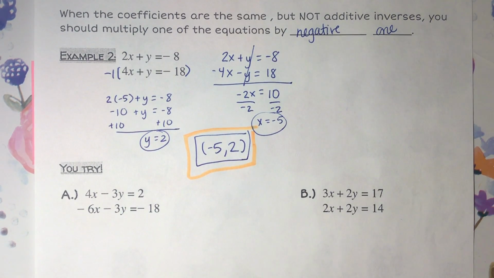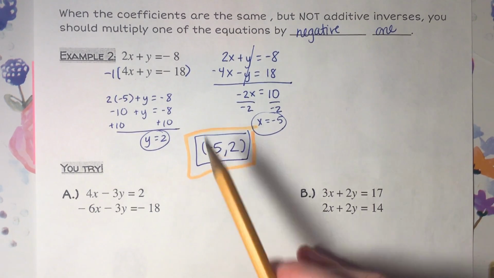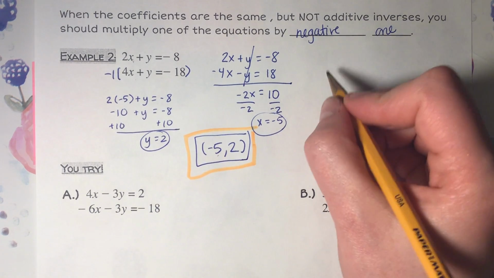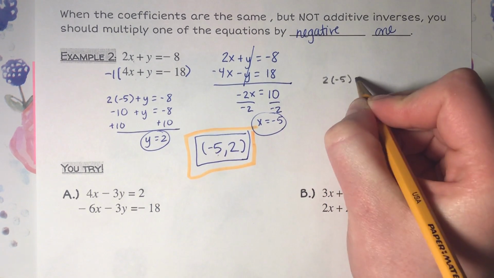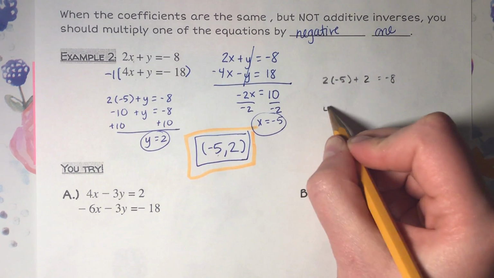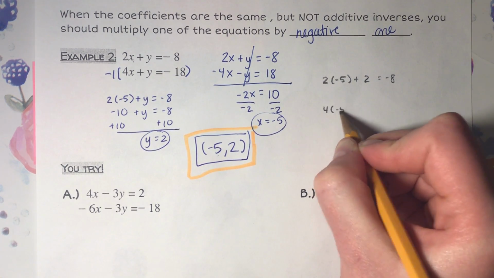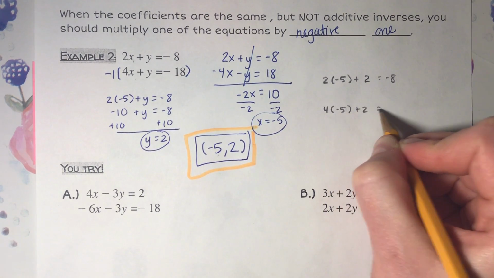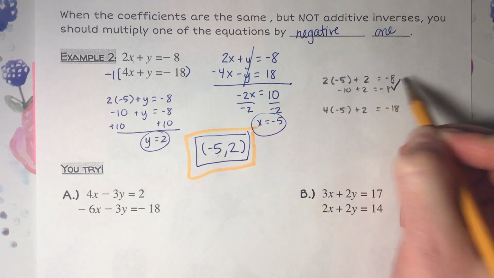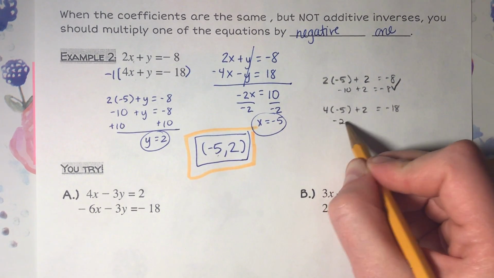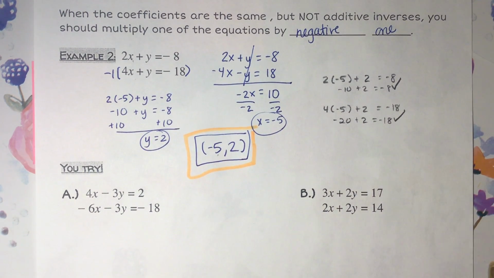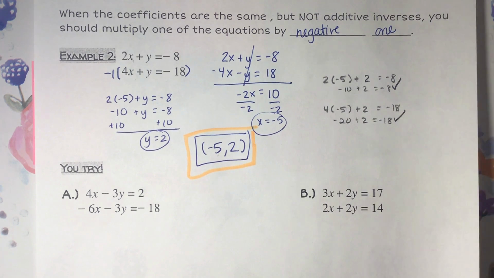So let's do that. I'm going to take this negative 5 and replace the x with it. I'm going to take this 2 and replace the y with that. So it's going to be 2 times negative 5 plus 2 is equal to negative 8. And then we have 4 times negative 5 plus 2, which is negative 18. This is negative 10 plus 2 equals negative 8. That works out. And this is negative 20 plus 2, and that works out as well. So I now know my solution is correct.